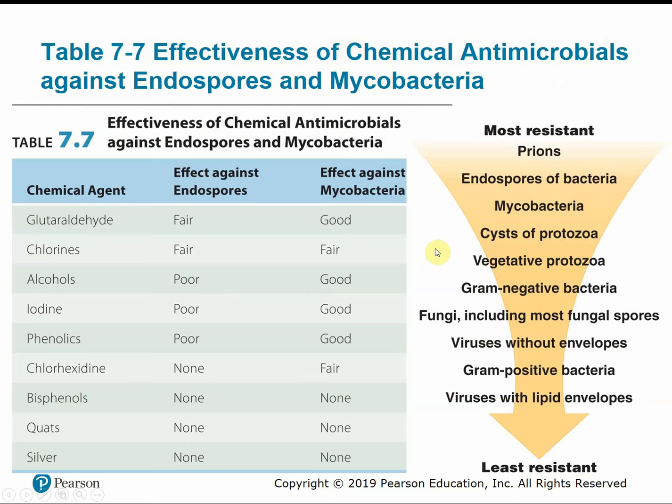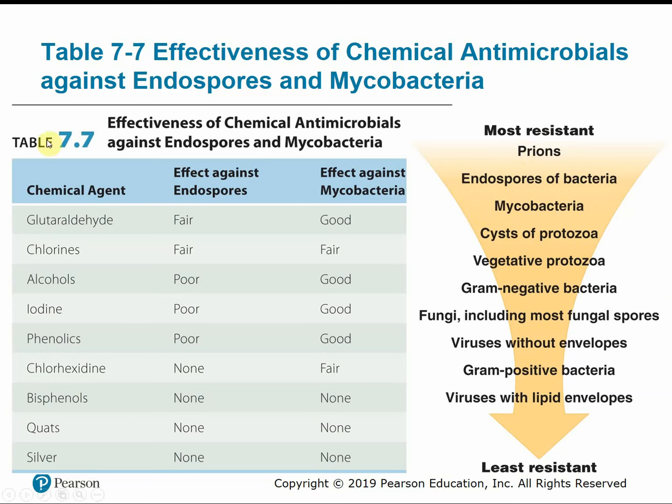Different types of microbes have different degrees of resistance to our standard antimicrobial treatments. Some of the least resistant are viruses with lipid envelopes and gram-positive bacteria. Some of the most resistant are the endospores, the mycobacteria that have those thick outer layers in their cell walls, and prions. We'll talk about prions later, but prions aren't really cells, they're just proteins. A lot of our antimicrobial agents target either the cell membrane or the DNA. Well, prions don't have either of those things.